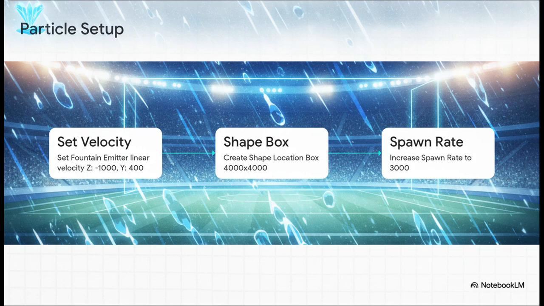So we start with a fountain emitter and give it a linear velocity of -1,000 on the z-axis. That's essentially simulating heavy gravity forcing the water straight down. Then we add 400 on the y-axis to give us that sweeping, wind-blown look across the stadium. After that, we use a shape location box set to 4,000 by 4,000 just to make sure we cover the entire field. And finally, we crank the spawn rate all the way up to 3,000 to make it a true cinematic downpour.